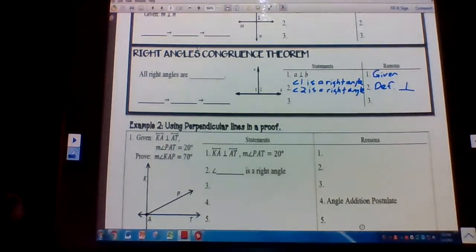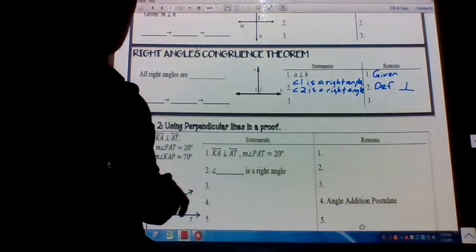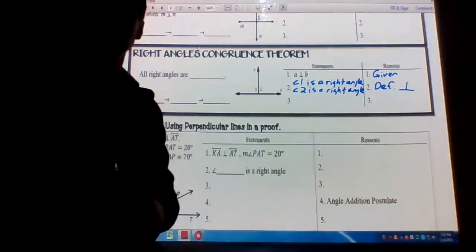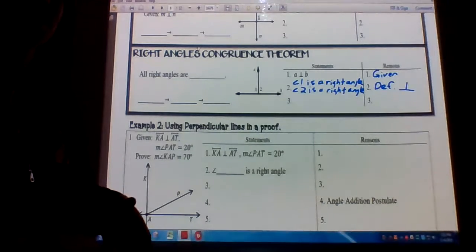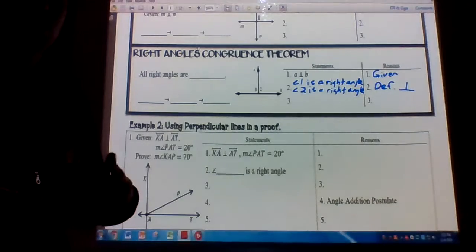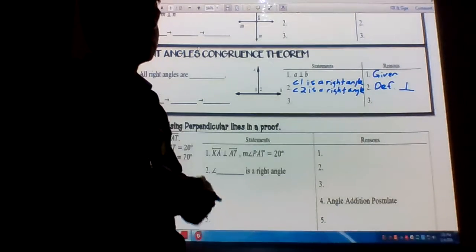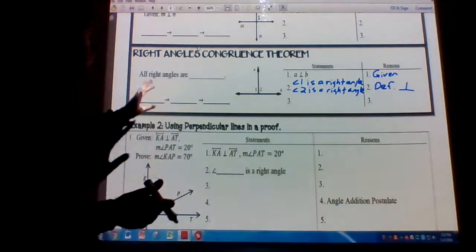And we could say then by the definition of a right angle, like we did up here, the measure of angle 1 equals 90 and the measure of angle 2 equals 90. Then we could use the transitive property to show that the measure of angle 1 equals the measure of angle 2. And then we could use the definition of congruence to show that since their measures are equal, they're congruent. What we're going to do instead is use the right angle theorem.